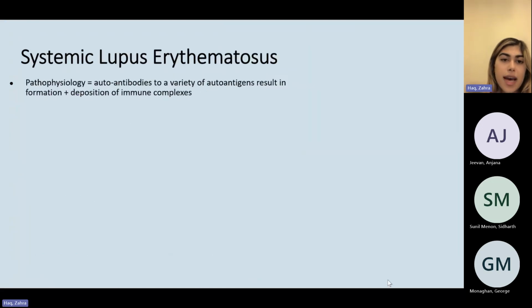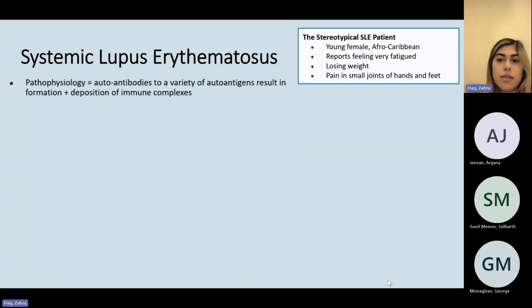Going to be moving on to SLE, or systemic lupus, which is a very key thing in rheumatology, and they ask a lot of questions about this in your OSCEs and also your SBAs. So it is an autoimmune condition. It is a systemic inflammatory condition as well, with a lot of autoantigens flying around the bloodstream, associated with the deposition of immune complexes in organs.